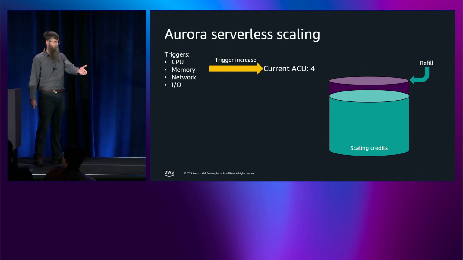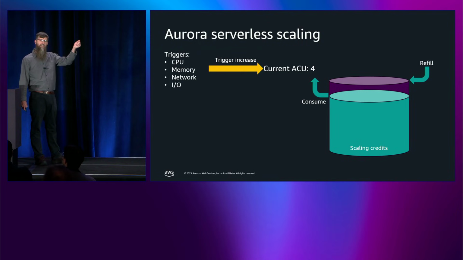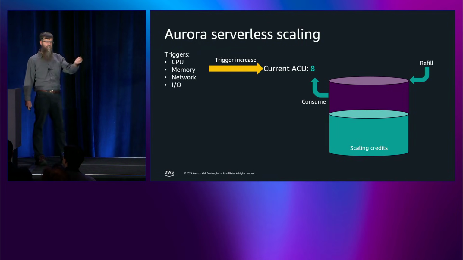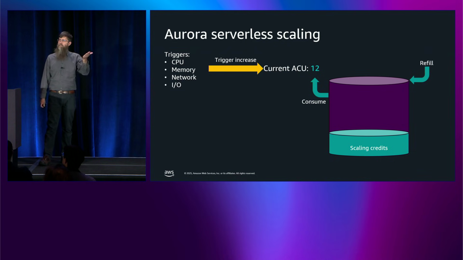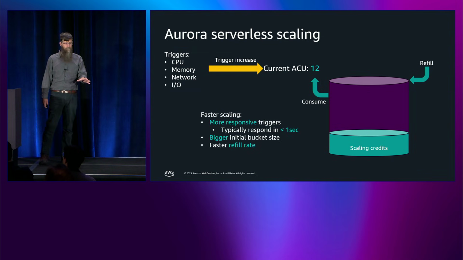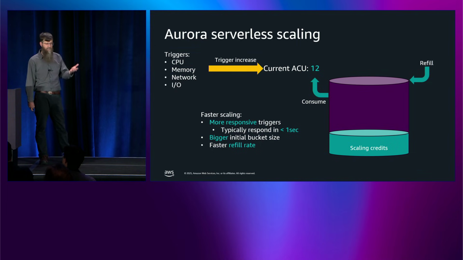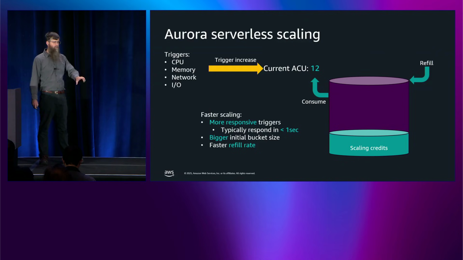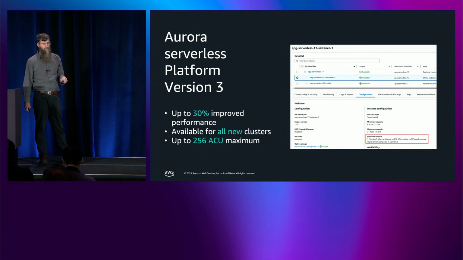So now I do need to scale. I've triggered something, maybe I want to use some more memory. So I consume some of these credits out of the bucket. I consume 4 and then I consume some more. So now my instance has scaled up to 12. That's really fast. It's done this in less than a second. But my scaling credits have reduced, so they'll refill again later. So what we've done just recently is we've enhanced the responsiveness of this, so we've given you faster scaling. The triggers respond in less than a second now, our bucket size is bigger to begin with, and it refills faster too. So what I want to talk about is some performance examples with this in a second.